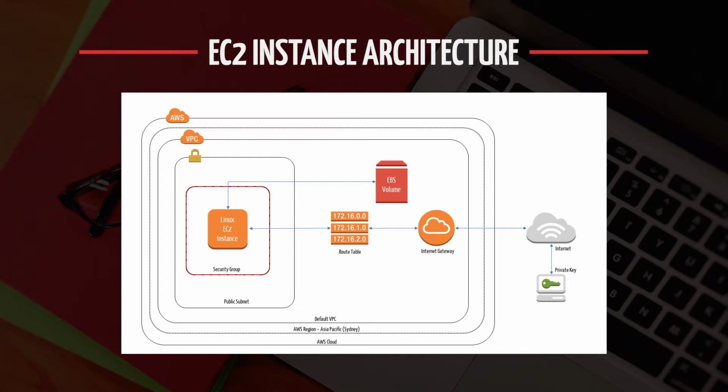And a security group is assigned to our instance, which acts as a virtual firewall. Our subnet routes traffic to the internet gateway through a routing table, which will allow us to access the instance from internet using a private key. And we'll be using general purpose SSD EBS volume as our root volume.